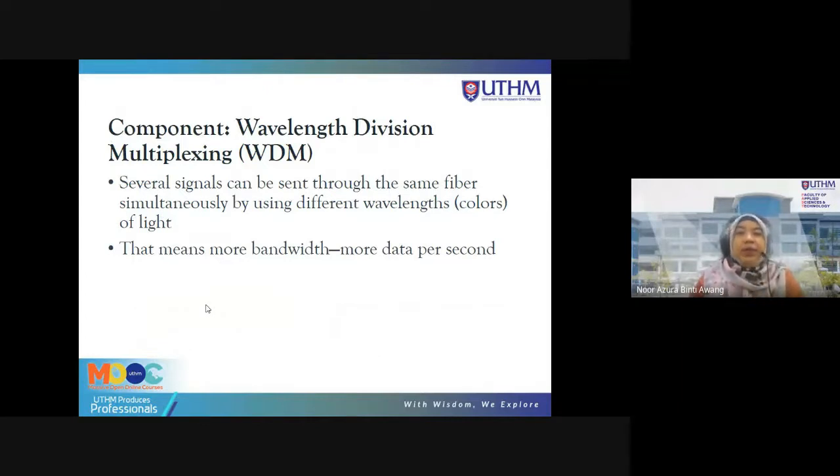The second one is wavelength division multiplexing. With wavelength division multiplexing, several signals or several wavelengths can be transmitted inside the same fiber. They can combine every wavelength into one signal. This gives more bandwidth and more data to the system.